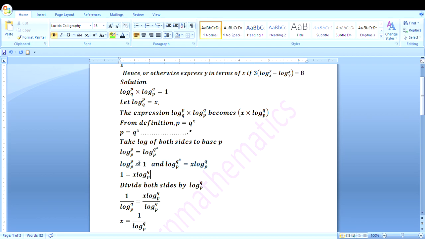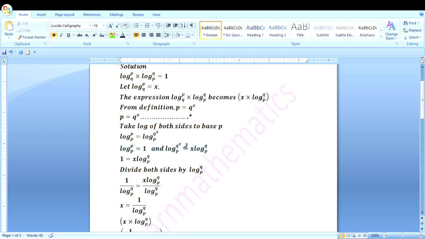We know that log P to base P is equal to 1. And log Q raised by X to base P can also be written as X log Q to base P. So this becomes 1 is equal to X log Q to base P. Now the essence of doing this is that we're asked to show that these two expressions multiply to 1. So we will try to manipulate log P to base Q so that we have the same expression as X log Q to base P.